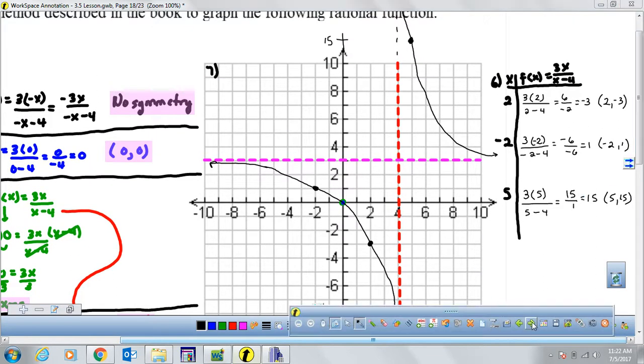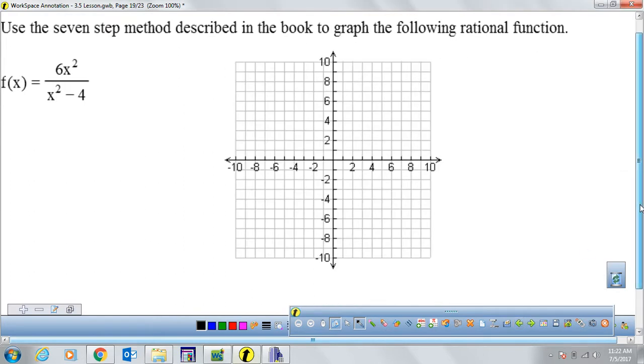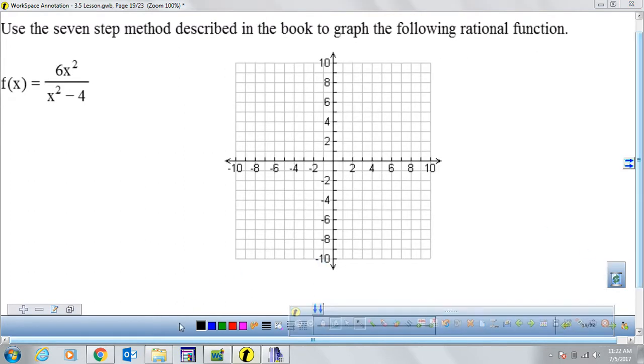Alright, now let's graph another transformation. Let's do this one. Use the 7-step method described in the book to sketch the graph of the following rational function. So, step number 1, we need to find out if this function has any type of symmetry.